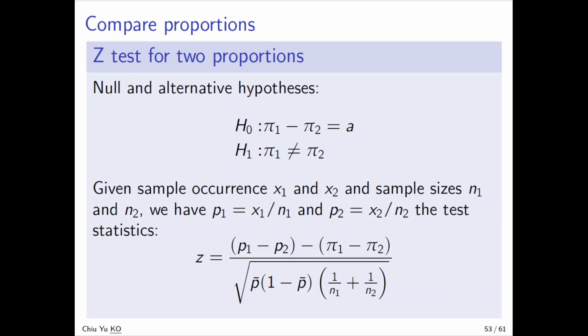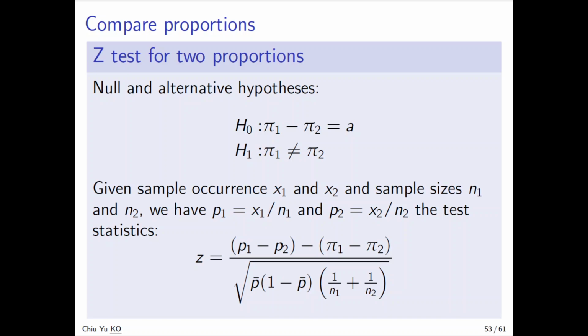So the null hypothesis is that the difference in proportion is a number A, and A of course is between 0 and 1, and they are not the same. Given occurrences x1, x2, samples n1, n2, the sample proportions are p1 is x1 over n1, p2 is x2 over n2. Then the z-test statistic, right? This will be normal distribution with mean 0 and variance 1, standard normal.